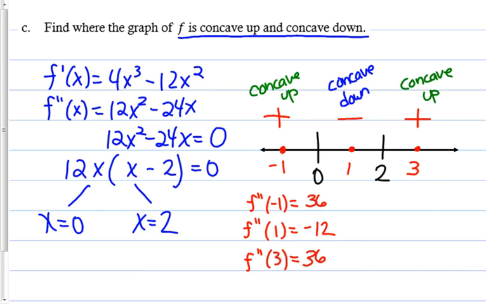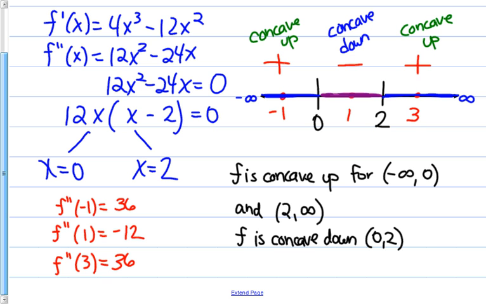So from negative infinity to 0, we're concave up, and from 2 to positive infinity. So these are my intervals where I'm concave up, and then I'm concave down just here in the middle from 0 to 2. And then you would just write that down. All right, so there's my written out answer. F is concave up for negative infinity to 0 and 2 to infinity. And then it's concave down from 0 to 2. And see how they're open intervals all the way around. All right.